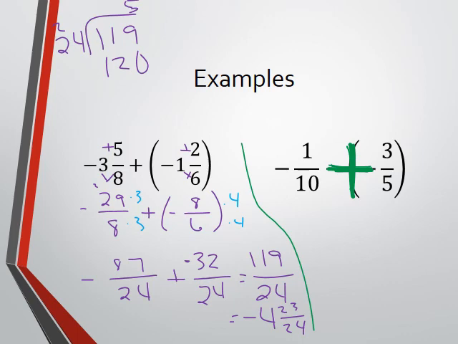So I have negative 1/10 plus 3/5 here. I'm going to have to change that second fraction by multiplying by 2 on top and bottom. So negative 1/10 plus 6/10. Different signs, subtract. So I get 5/10. The 6 is bigger, so it's going to be positive. Hey, look, that can actually simplify. Divide by 5 on top and bottom, and my final answer is 1/2.